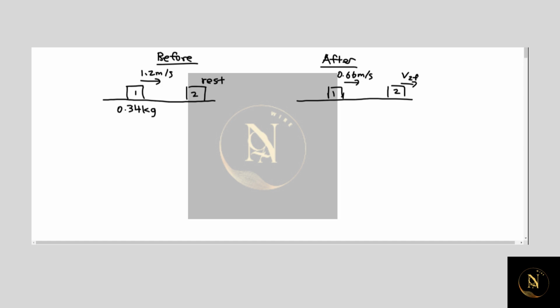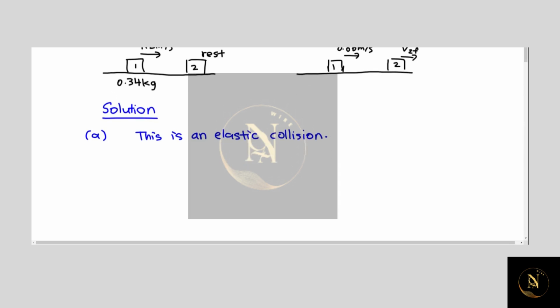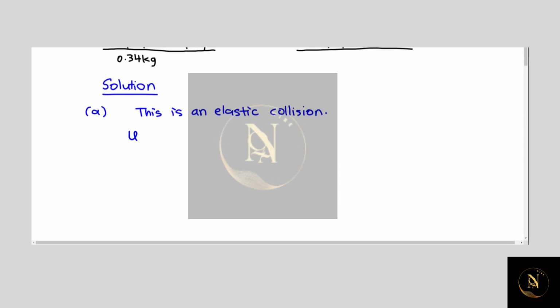To do part A, this is an elastic collision, so we can use the formulas that we found in the book about elastic collision. To find M2 in part A, we'll be using V1F is equal to M1 minus M2 divided by M1 plus M2, times V1I. In this equation we have M1, V1F, and V1I, so we can find M2 directly.